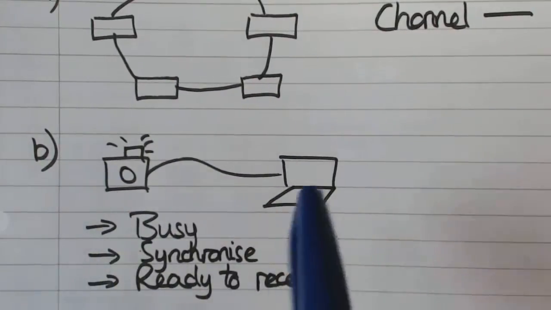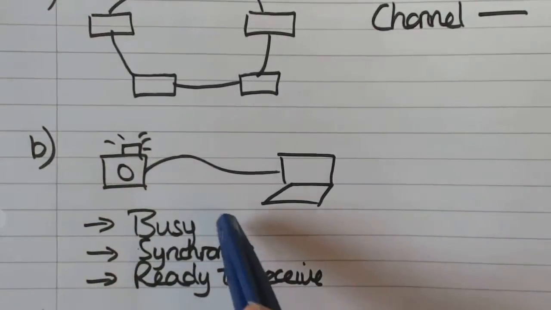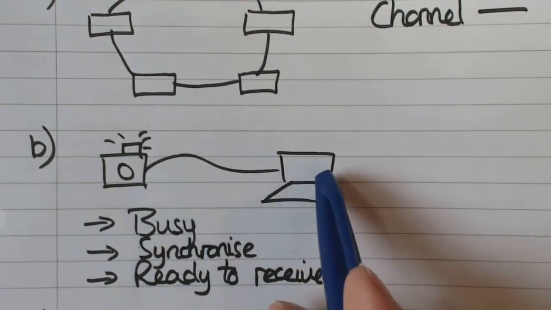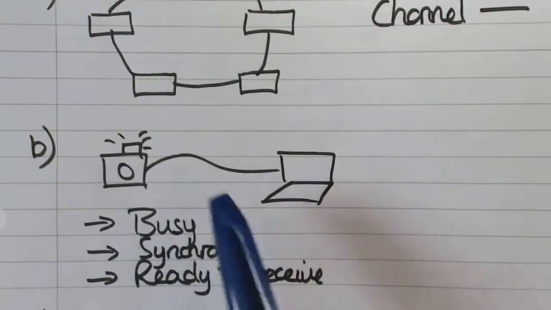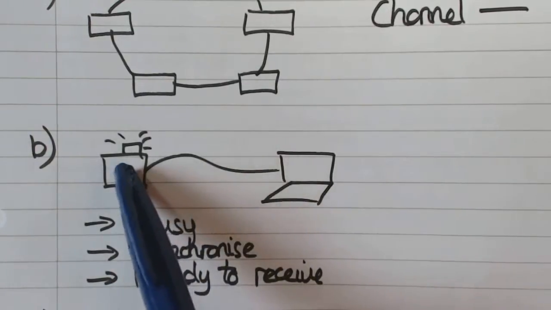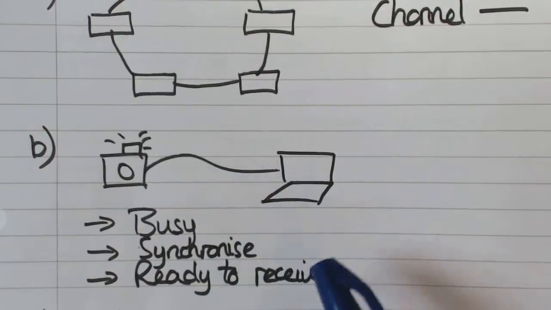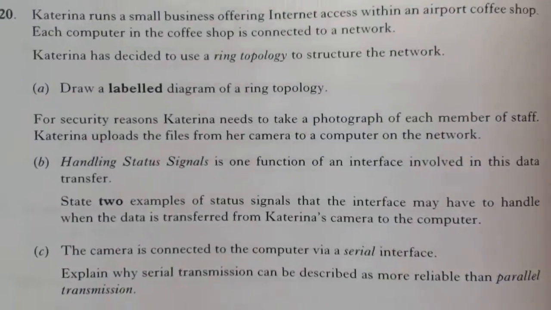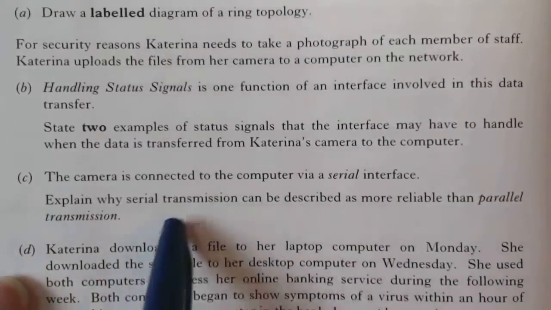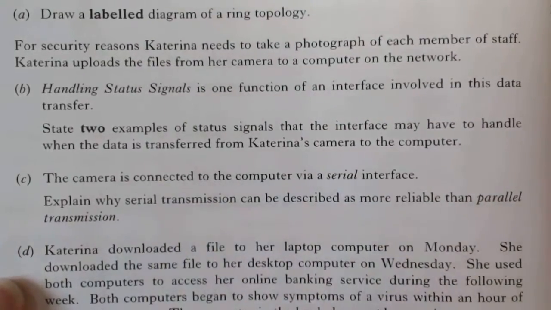Okay, so there's a camera, there's a laptop. So maybe just to say it's busy transferring the data, it's busy doing something else. They're synchronizing with each other. So the data on this is now the same as the data in here, or the fact that the computer's ready to receive.